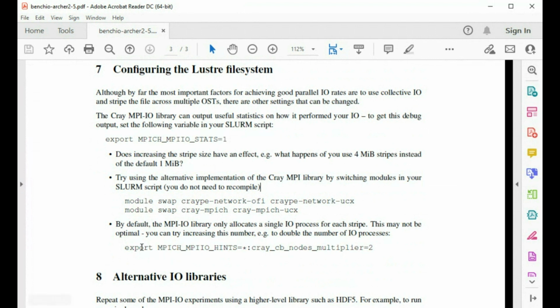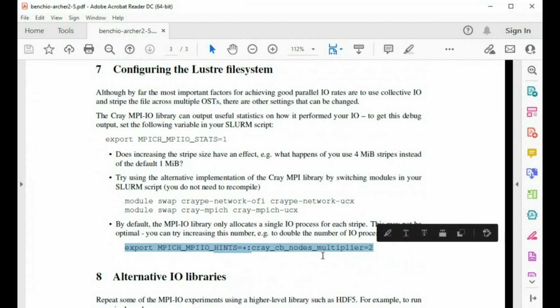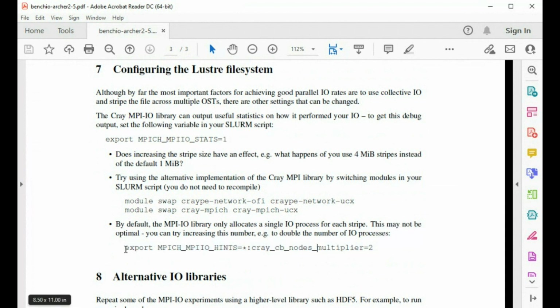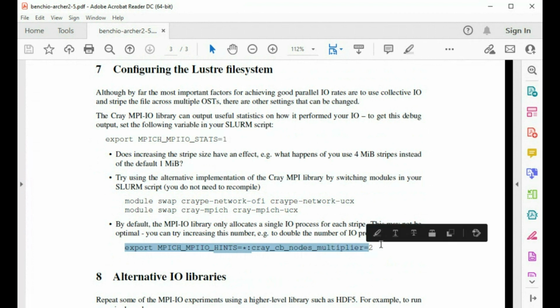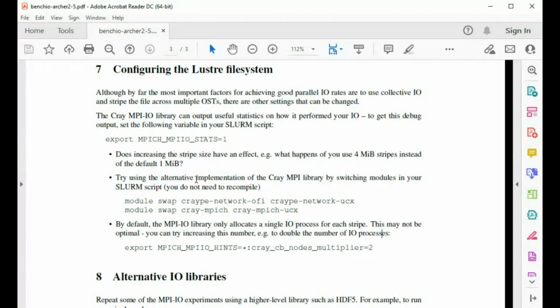And here's this trick where you can try and say, look, do more aggregators per stripe, more aggregators per node, with this hint. Although, as I said, none of these to me was magic, but this one especially didn't seem to help at all. But this to me, and running on large numbers of nodes, is where I got figures of 10 or more gigabytes per second.